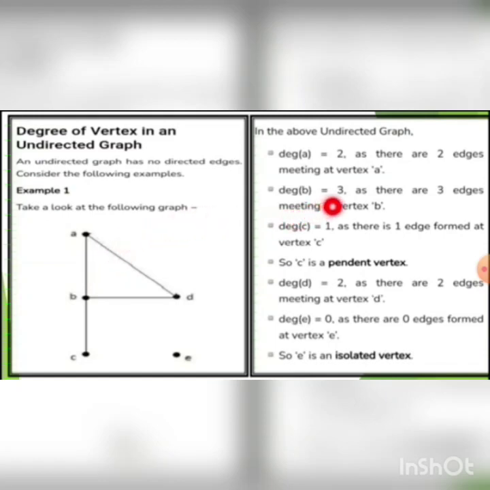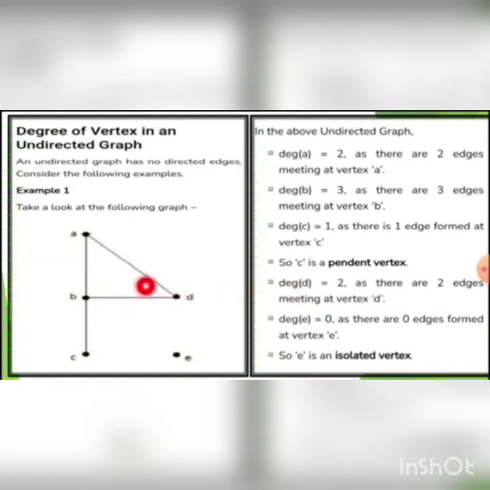Now degree of B is 3 as there are three edges meeting at vertex B. Here you can see three edges that are AB, DB and CB. All the three edges are meeting at B. Degree of C is equal to 1 as there is one edge formed at vertex C. Here at C there is only one edge, that is BC. So C is a pendant vertex.